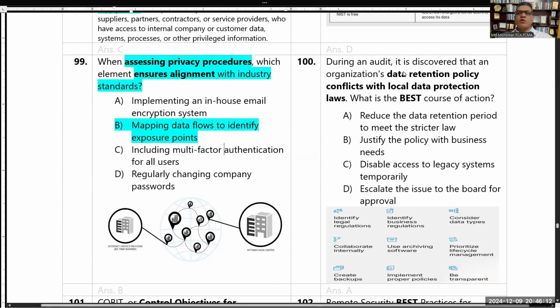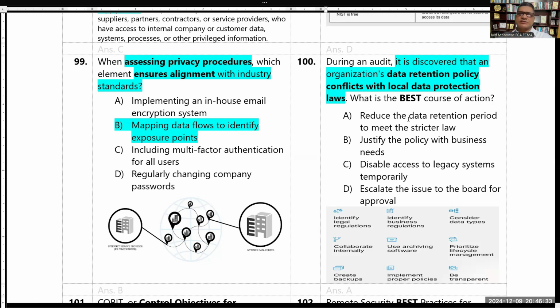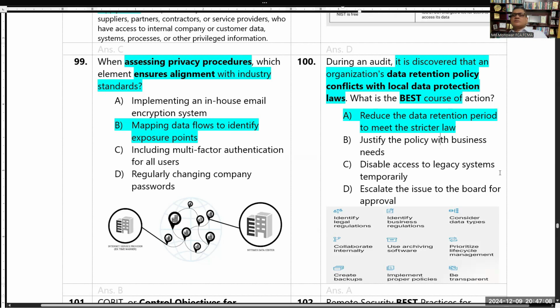Answer B. During an audit, it is discovered that an organization's data retention policy conflicts with the local data protection laws. The audit finds that the data protection policies of the organization conflict with the local data protection laws. So what has to be done? The best course of action would be to reduce the data retention period to meet the law. Reduce the data retention period to comply with the law.